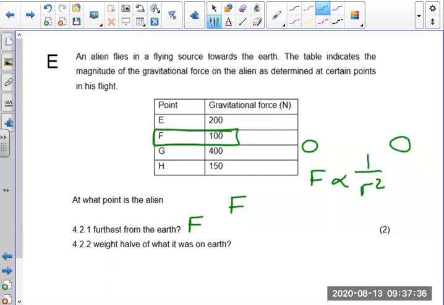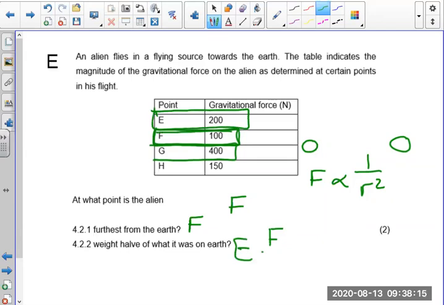Now we can say, right, weight is measured in newtons. Now if we look at this one, where it is the furthest away is at 100. And where it is the closest to the Earth is at 400. So where is the weight half of that on the Earth? It flows towards the Earth, so this is the closest, and this is the furthest away. Where it's halfway, it will be at E, which is 200.